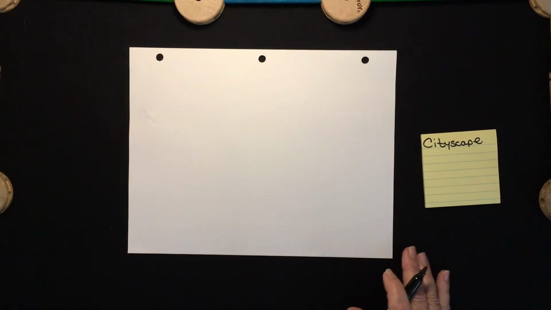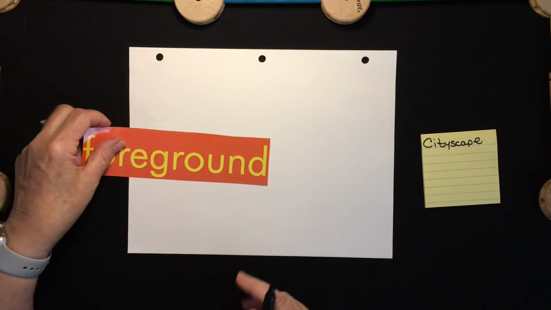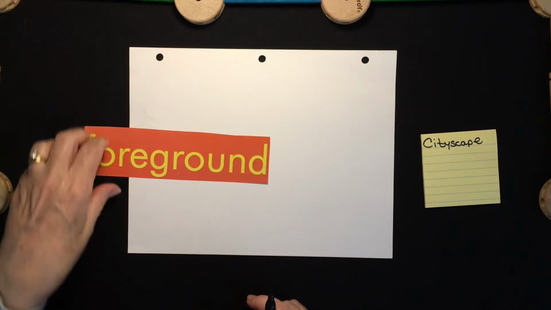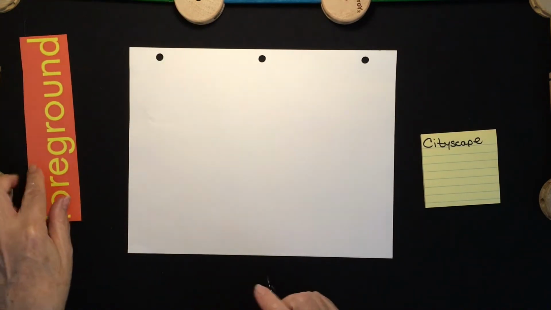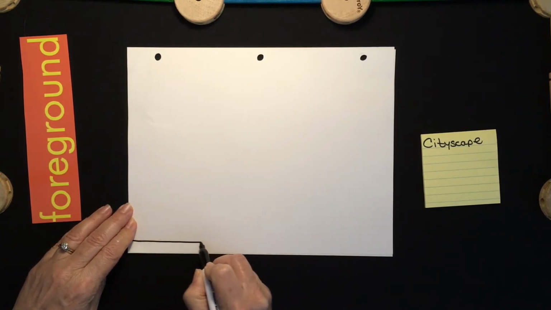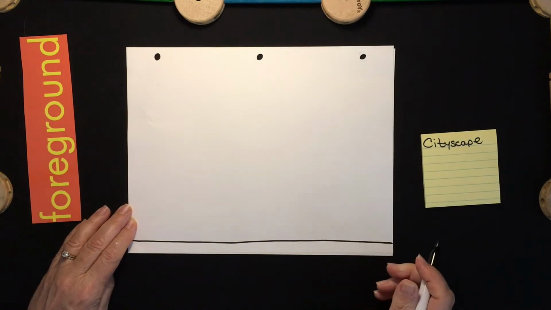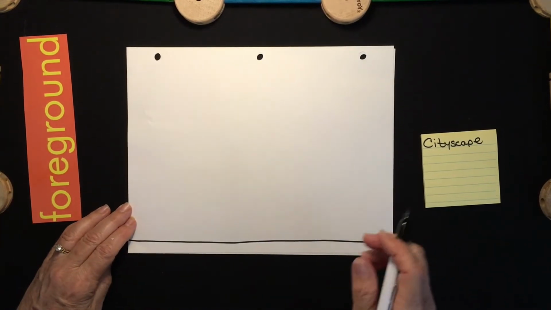All right, the first thing we're going to do is draw some items in the foreground. That means the items that are most close to us. So I'm going to begin at the bottom by making a straight line right across the bottom like so. And this is going to be the street. That's going to be the very first thing you see.